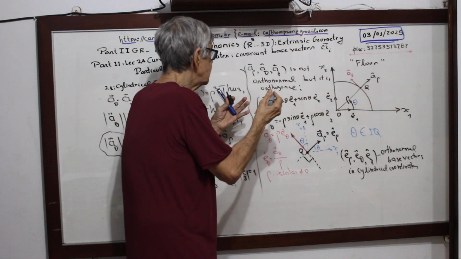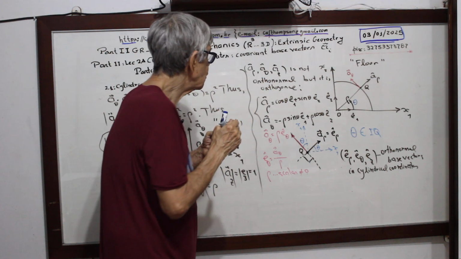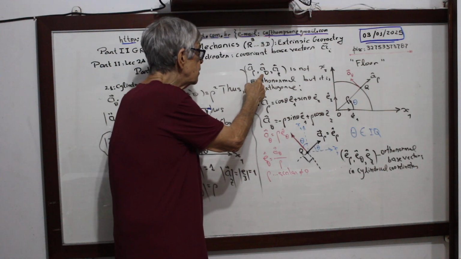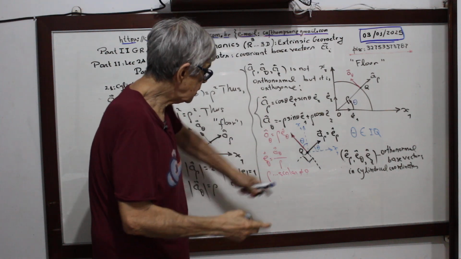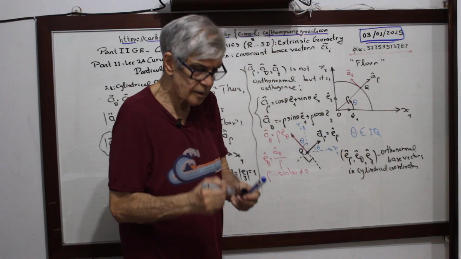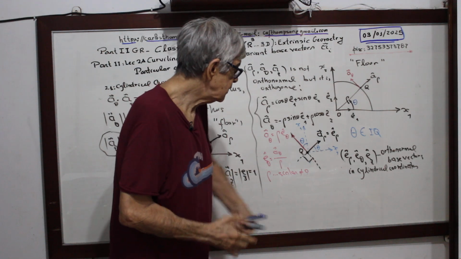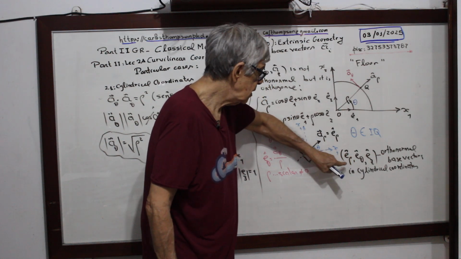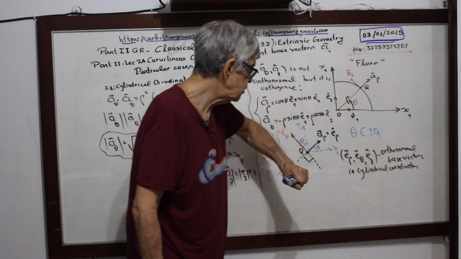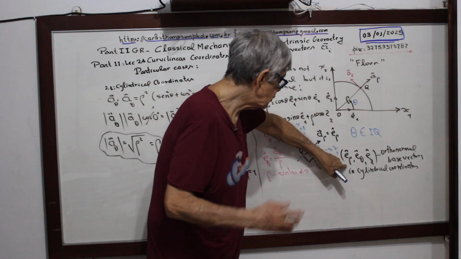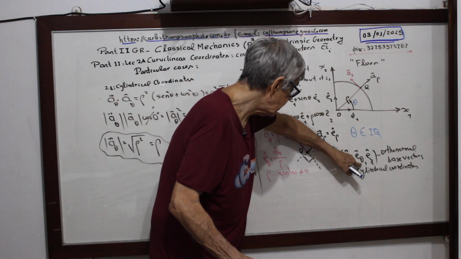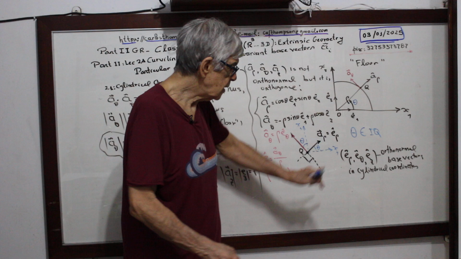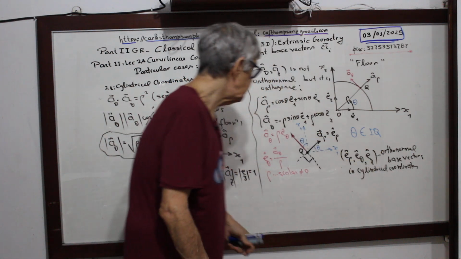To move to the orthonormal, I have to divide this vector here by rho. Then I can write right here: the dot product between e rho and e theta will be 0, e rho with e z is 0, e rho dot e rho is 1, e theta dot e theta will be 1, and e z dot e z will be 1. This is an orthonormal base vector.